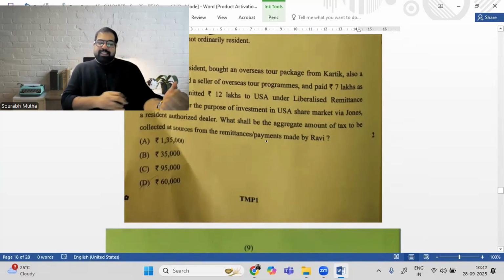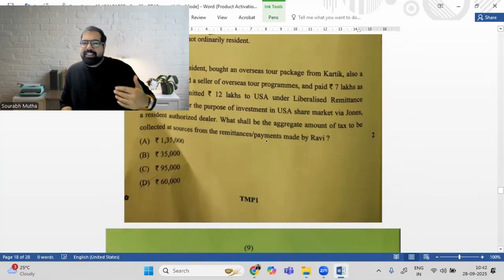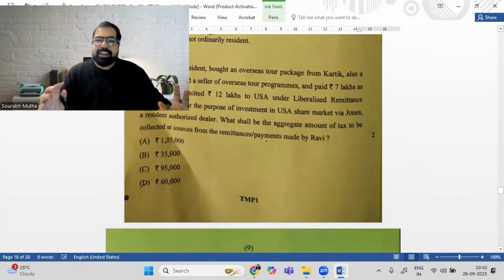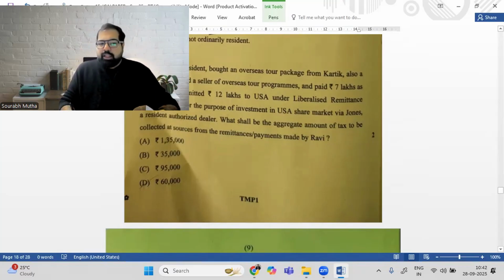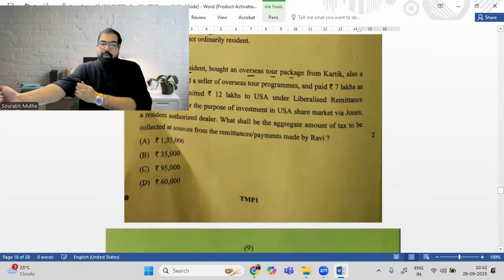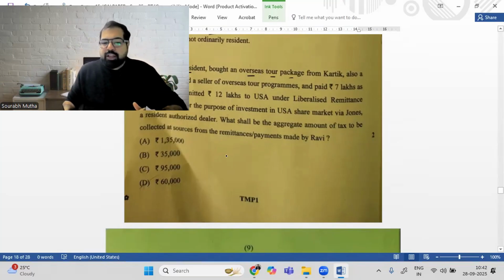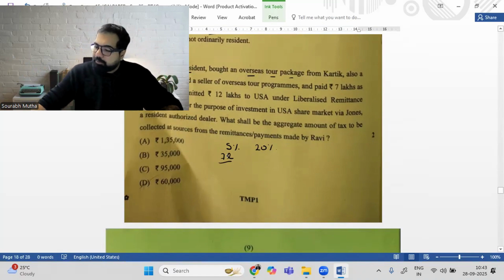This one is on TCS. Again, we had expected TCS to come, and it is here. Guys, probable questions are very, very important, and they are here. Ravi, a resident Indian, bought an overseas tour package from Karthik. Guys, incredible India. If you buy an overseas tour package, up to 7 lakh rupees you pay TCS of 5%, and above 7 lakh at 20%. He paid 7 lakhs as the cost. So 7 lakh into 5%, that is 35,000 rupees would be the TCS here.